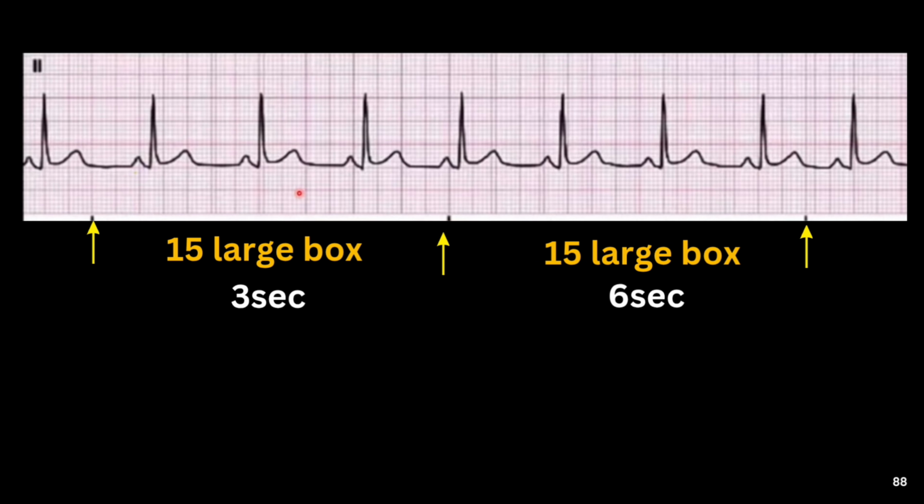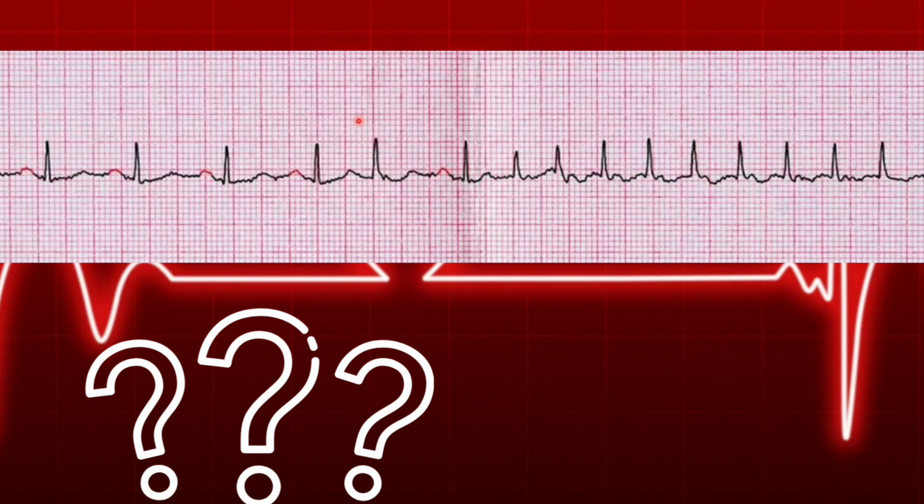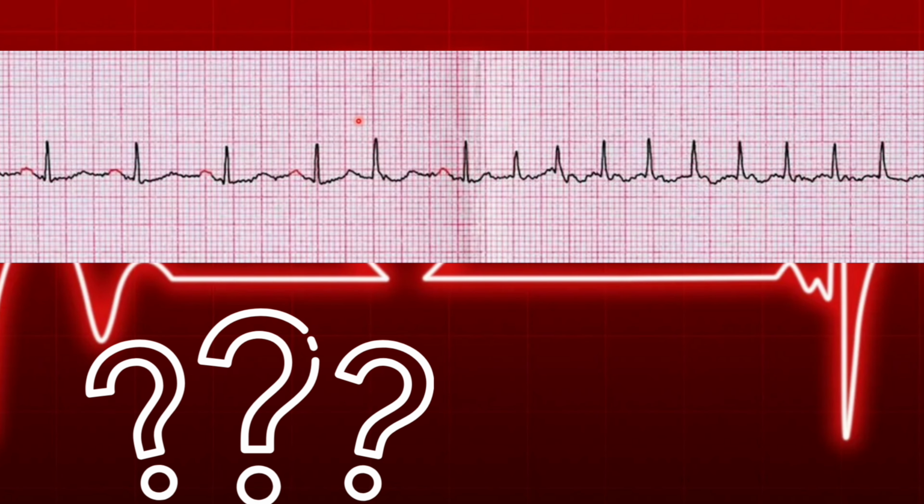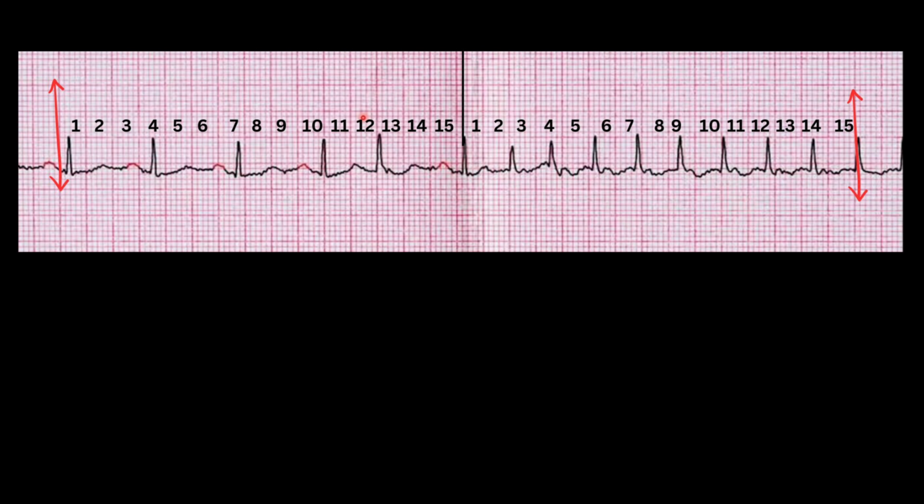Now, you should solve this ECG yourself. Take a piece of paper and solve it. When you solve it, you will remember it forever. Now, coming to the answer of the ECG, we'll count the 15 large boxes: 1, 2, 3, 4, 5, 6, 7, 8, 9, 10, 11, 12, 13, 14, 15, and 15 large boxes over here. This represents 3 seconds, this represents 3 seconds, and the sum is 6 seconds.